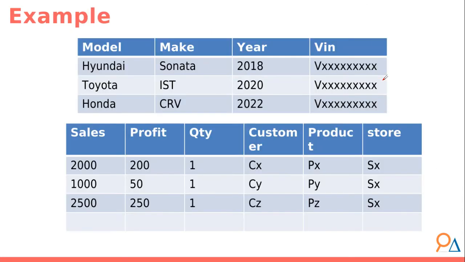Now let's move on. Let's have a look at this table as an example. So we have this table, and it's model, make, year, and this I think is a kind of serial number. So this is a car table, which consists of names of car, model of car. We have Toyota, Honda, and who makes it, and the year. And then we have sales, profit, quantity, customer, product, and store. Now the question is, which one is fact and which one is dimension.